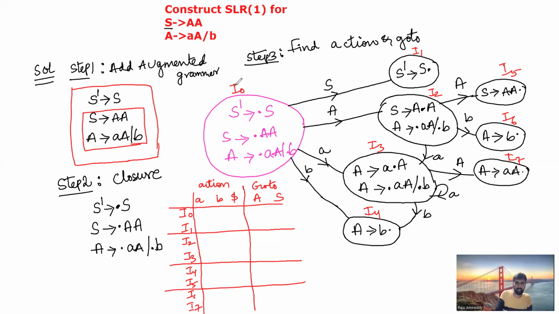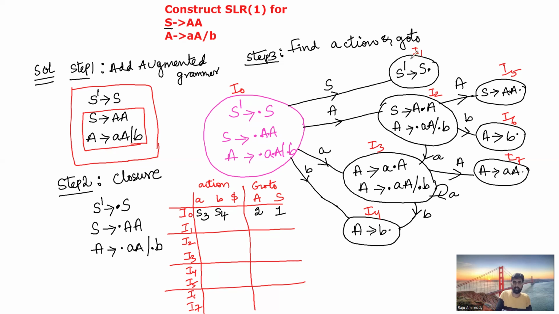Now, go to of capital S, go to I1. So when you see capital values, you must represent in the go to. I0 on S go to I1. Then we can represent here 1 because I0 on capital S go to I1. Next I0 on capital A go to I2. This is the second number. I0 on small a go to I3. This is called as S3. I0 on small b go to I4. This is S4.